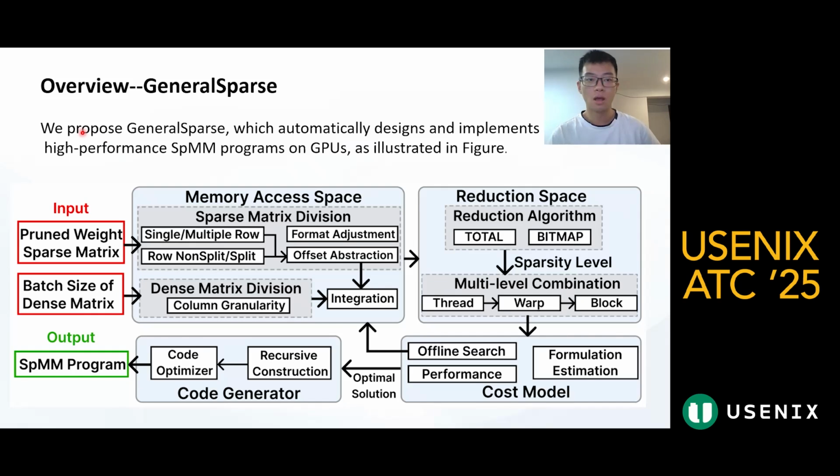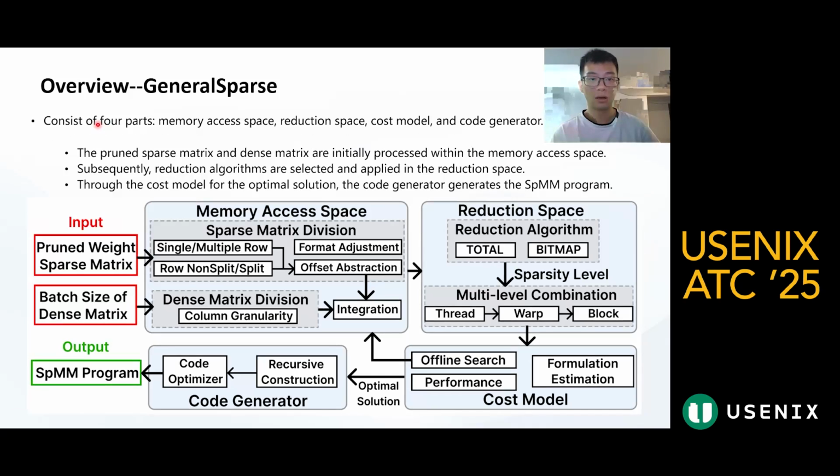We propose GeneralSparse, which automatically designs and implements high-performance SpMM programs, as illustrated in the figure. It consists of 4 parts: the memory access space, the reduction space, the cost model, and the code generator. The pruned sparse matrix and dense matrix are initially processed by the memory access space and the reduction space through the cost model. For the optimal solution, the code generator generates the SpMM program.